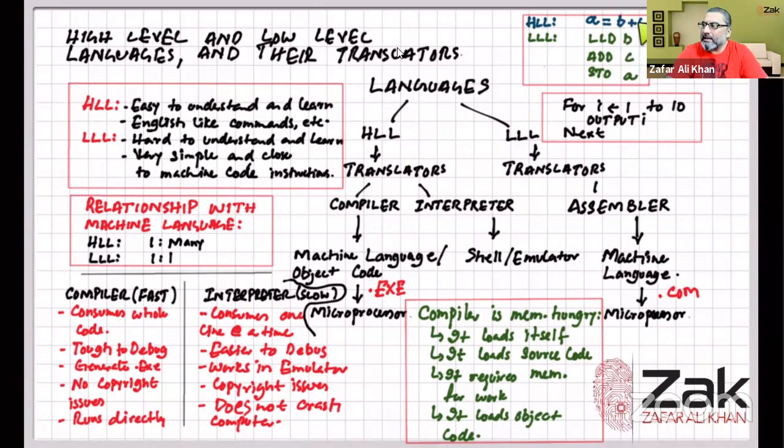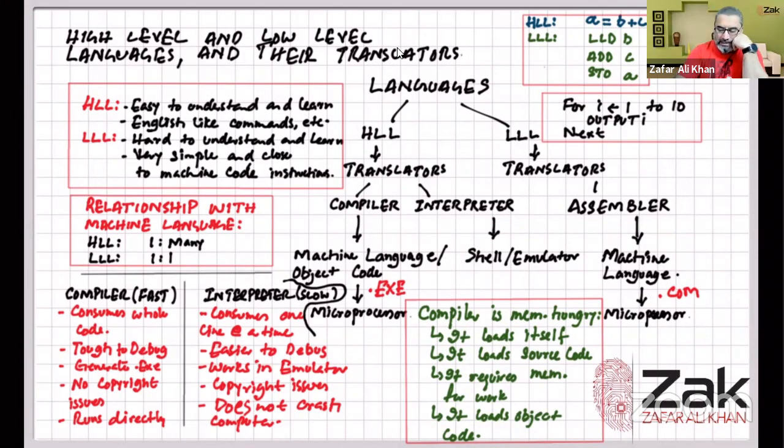Relationship as in, for one high level language instruction, there are many low level language instructions. So the relationship is one to many. Similarly, if you turn this low level language instruction to machine code, the relationship would be 1 to 1. For every single low level language instruction, there is one machine code instruction. So there are two relationships: high level to low level is 1 to many, meaning for one high level language instruction, there are many low level language instructions. And low level to machine code is 1 to 1, meaning for every low level language instruction, there is one machine language instruction.